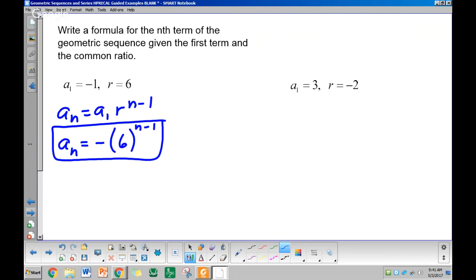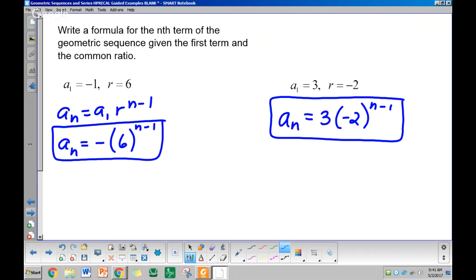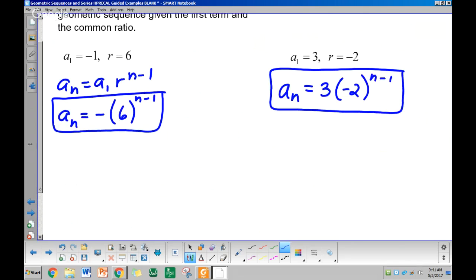This one here is going to be a sub n equals 3 times negative 2 to the n minus 1. Good luck with that being all your problems, right? That's efficient. Yeah, you just make the whole test like just this. I know, more people would like this stuff.